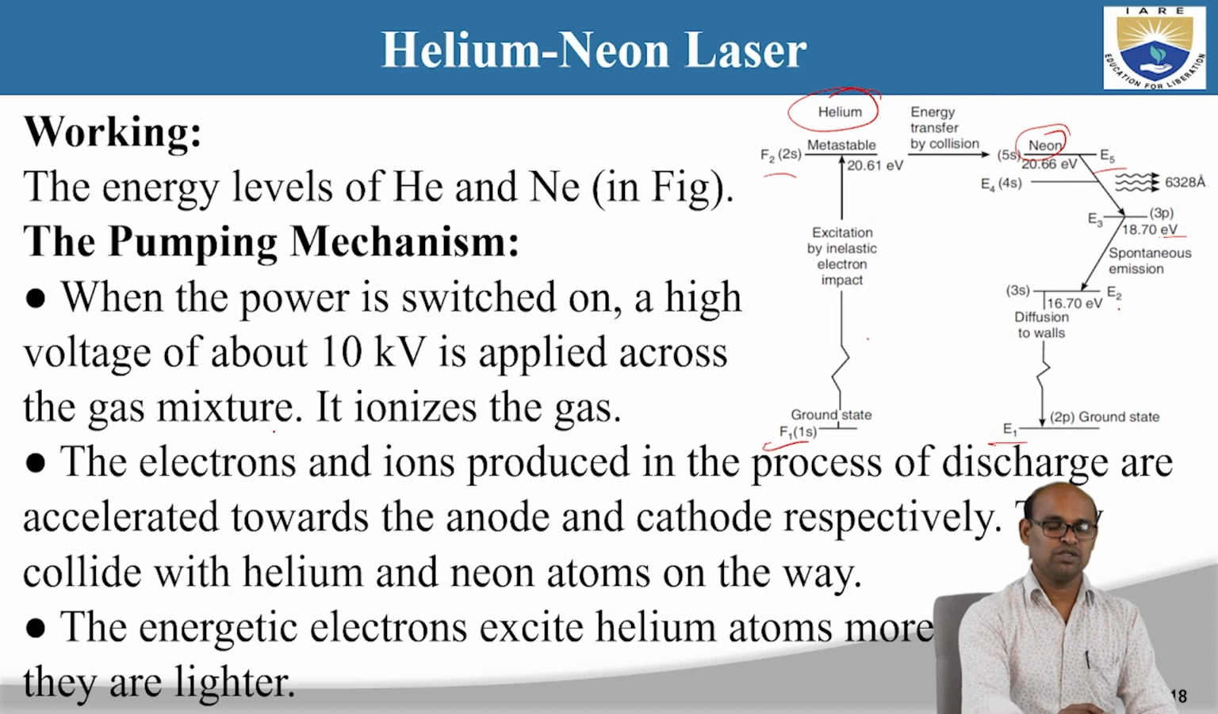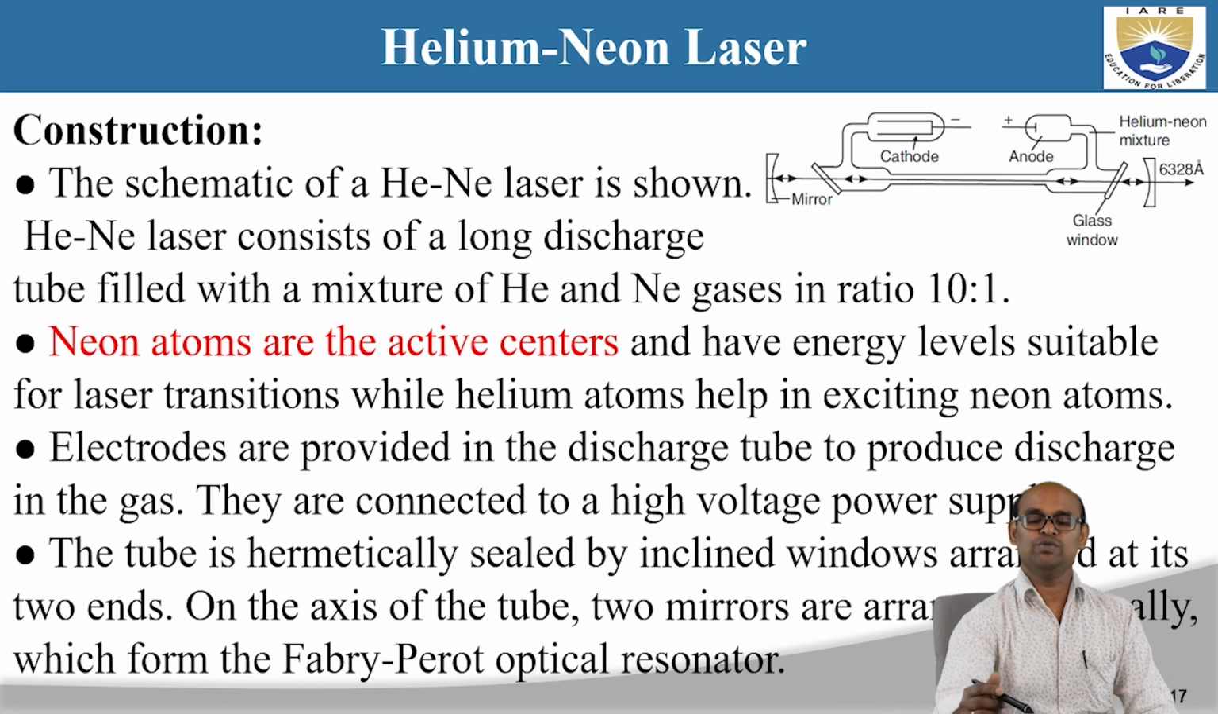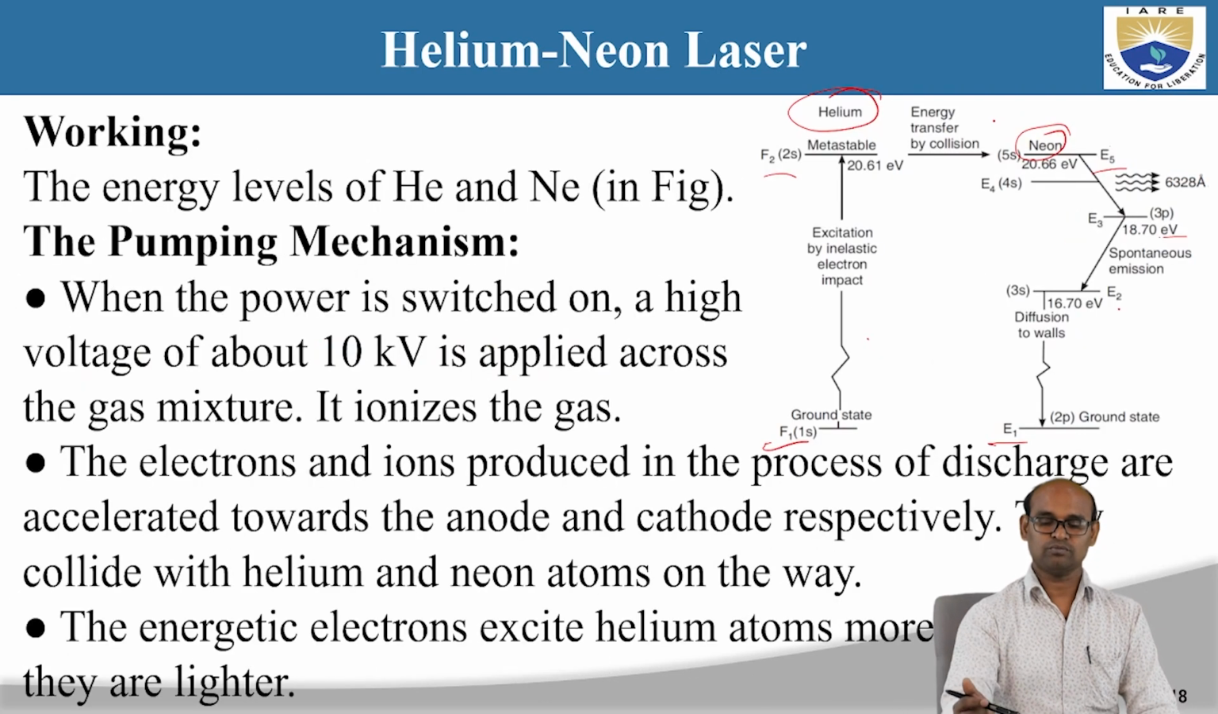the gas. When the electric discharge is produced in the gas, there is a losing and gaining of electrons, so there is ionization of the gas. The electrons and ions produced in the process of discharge are accelerated towards the anode and cathode respectively. Losing and gaining of electrons gives us the ions, and these positive ions will move towards the cathode and negative electrons will move towards the anode. They collide with the helium and neon atoms on the way.